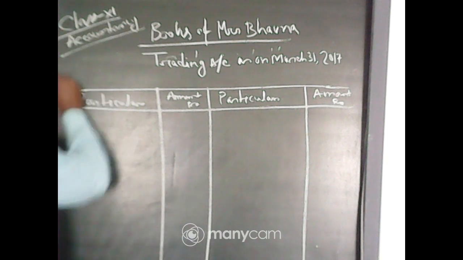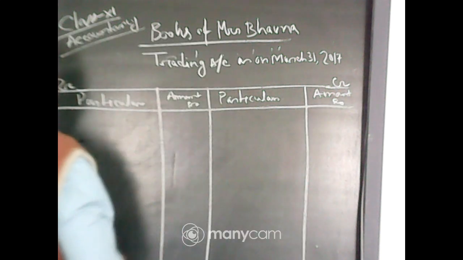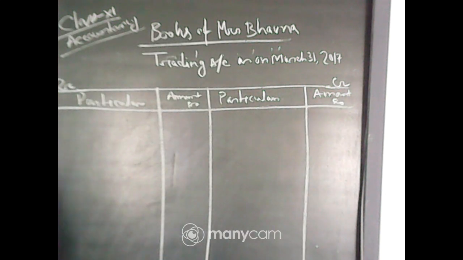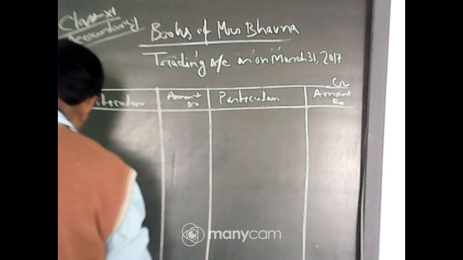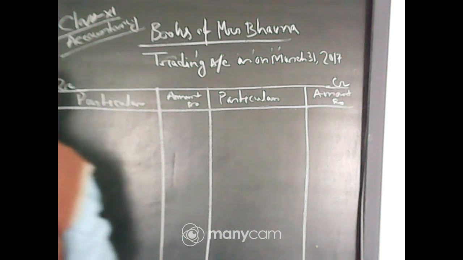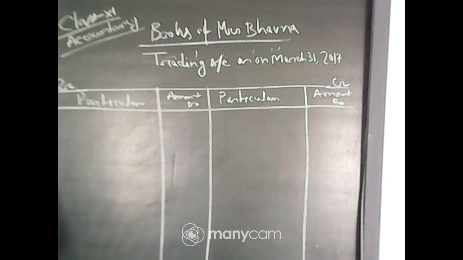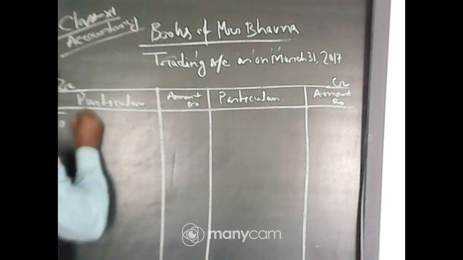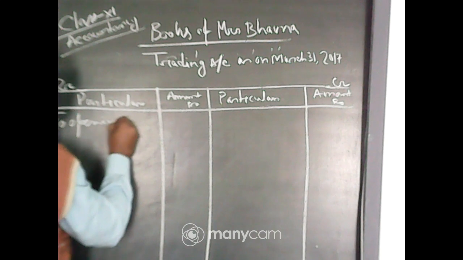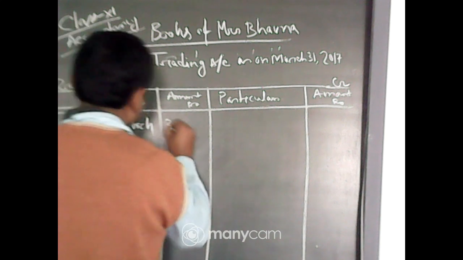So the left side is debit. You already did the final accounts in the chapter on final accounts. So first is opening stock. Where can you find the opening stock? You can see the stock is given in your question: to opening stock on 1st April 2016, that is 35,000.